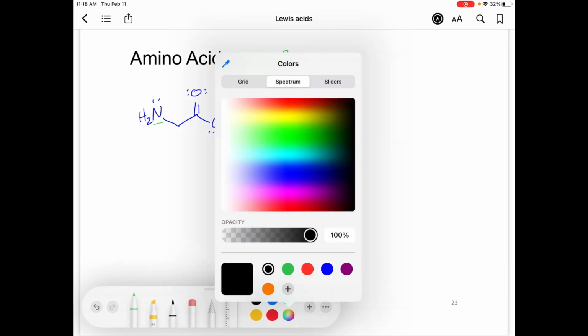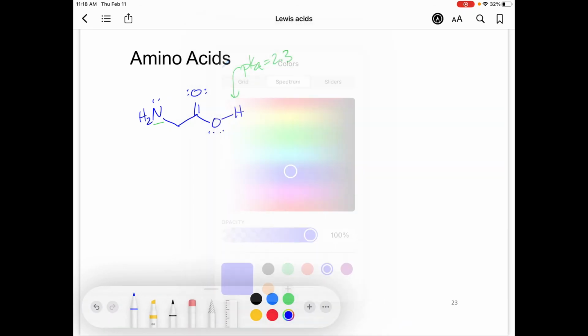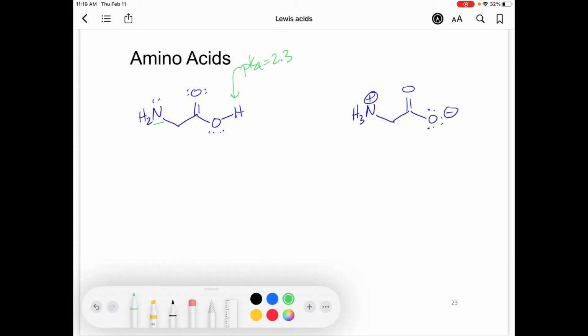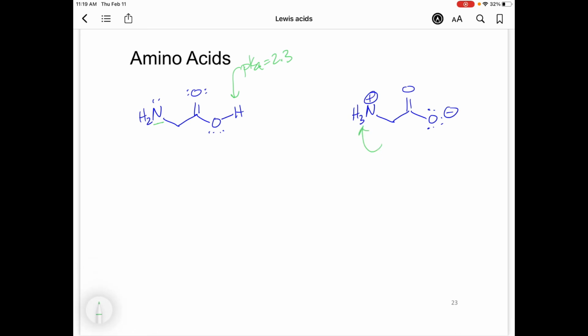What happens with amino acids is that when they're just present with themselves, the acid will actually donate a proton to the amine. And so what you'll end up getting is a protonated amine. The pKa of this protonated amine, if you guessed it already, is around 10. It's around 9.6.